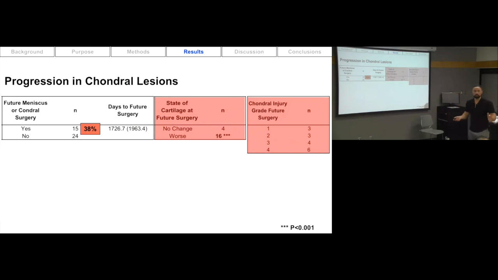38% had some sort of future meniscus or chondral surgery, and that occurred on average at 4.7 years after the ACL reconstruction, so that first ACL reconstruction. At the time, from the 20 operative reports that we were able to obtain, 80% had worsening chondral lesions. So 80% of those skiers had some sort of progression in an articular cartilage injury, and at this point in time, 63% are now grade 3 or 4. So they've now progressed to the most severe level of chondral lesion.